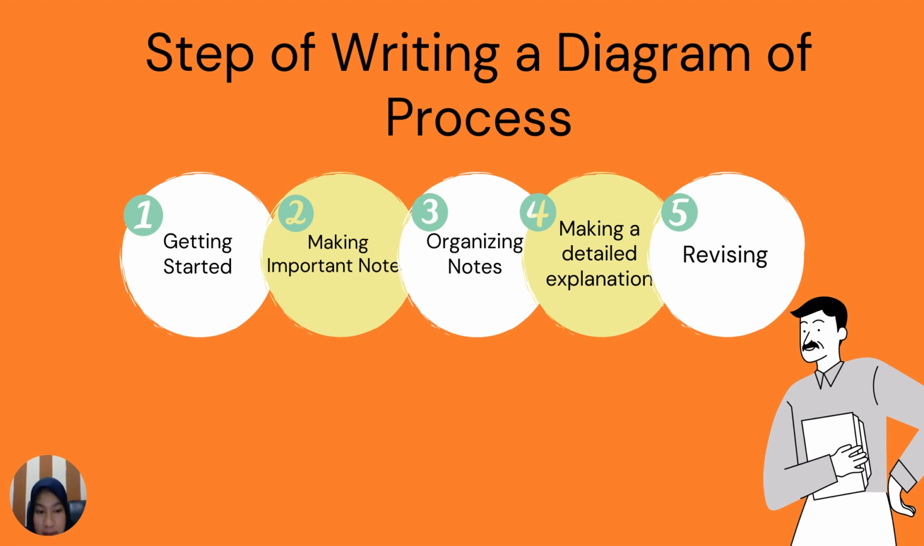And the third step is organizing notes. The notes must be grouped based on their parts or chronological order to become a single entity that is not separated from beginning to end. The notes that have been arranged can be refiltered into main and essential points according to compositional limitation or length of writing. And the fourth step is making a detailed explanation.